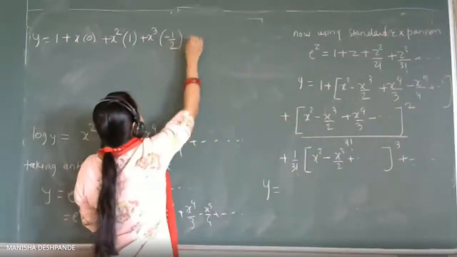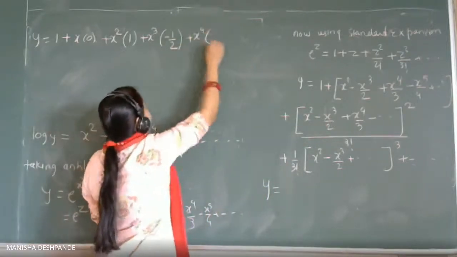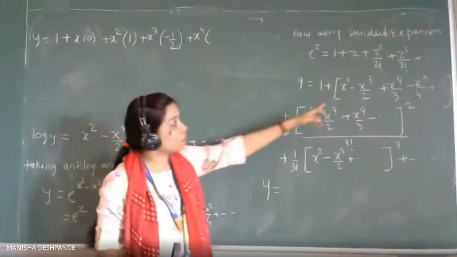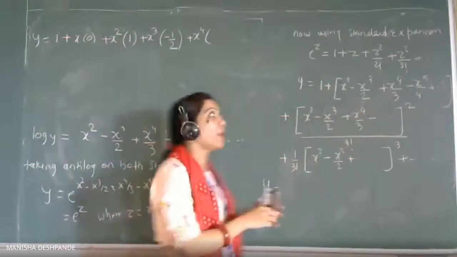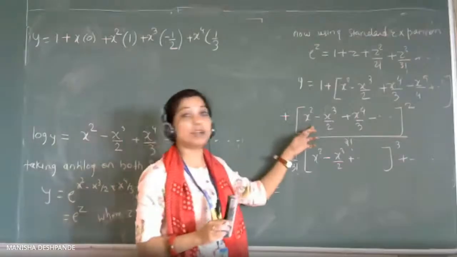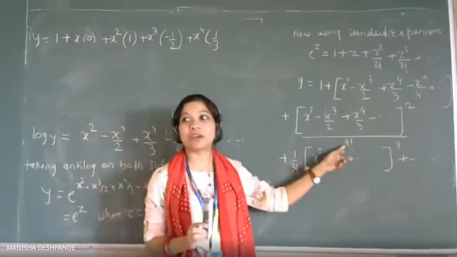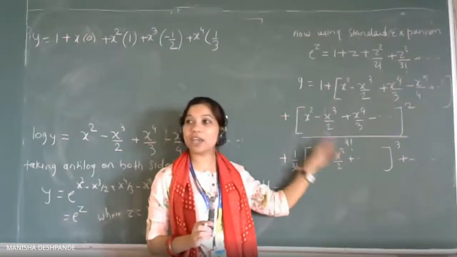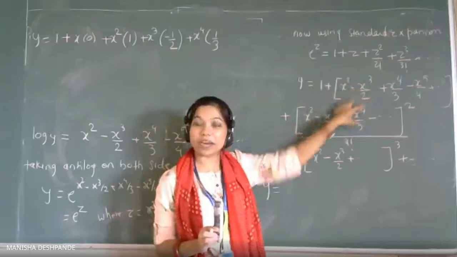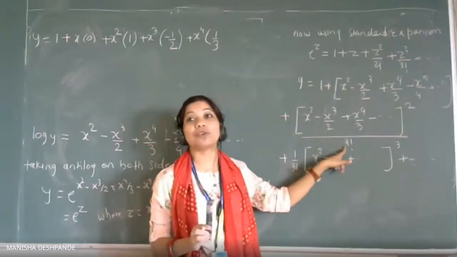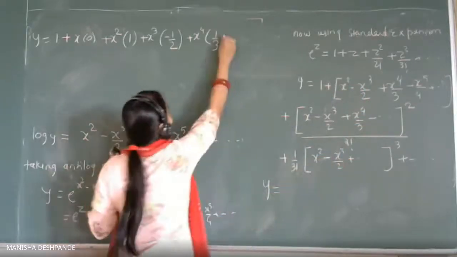Now x raised to 4. Okay. What is the coefficient of x raised to 4? 1 by 2. What about the x raised to 4 term here? This is the mistake. You have forgotten this 2 factorial. Is it okay? X raised to 4 will come from the bracket, and this 2 you should not skip. So it is plus 1 by 2.